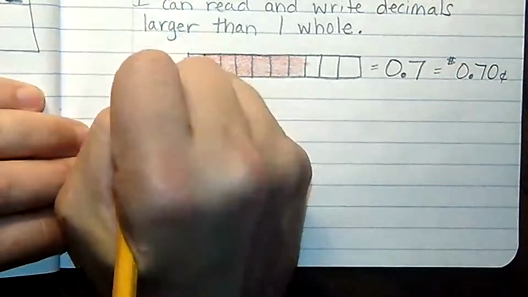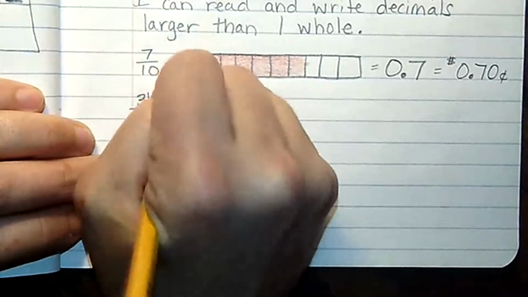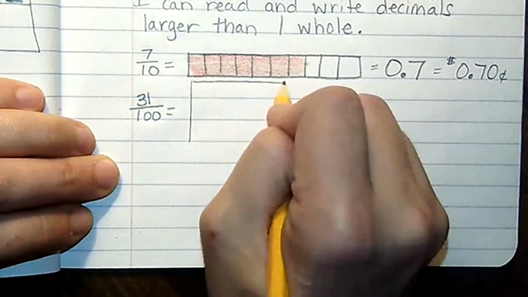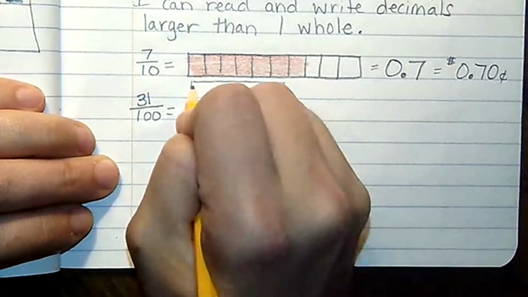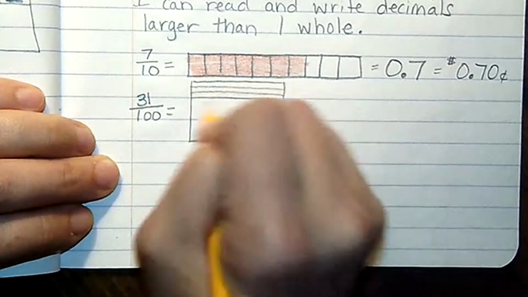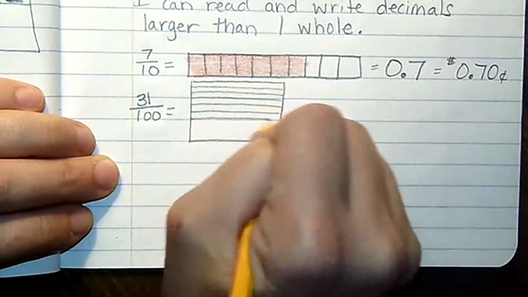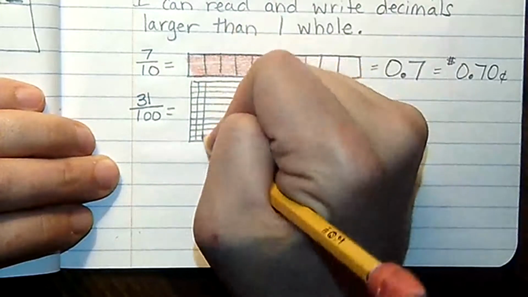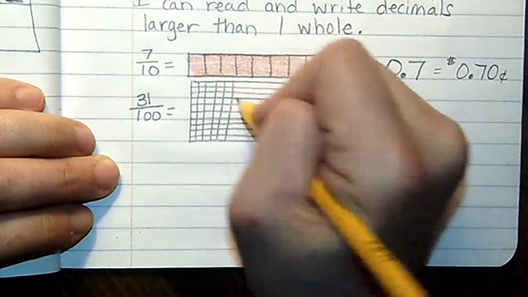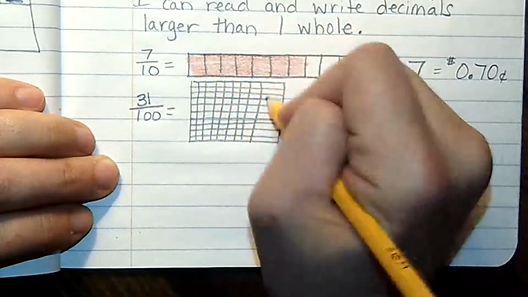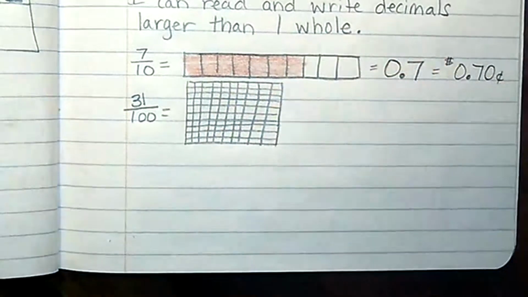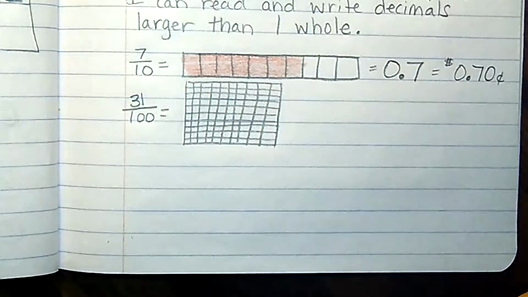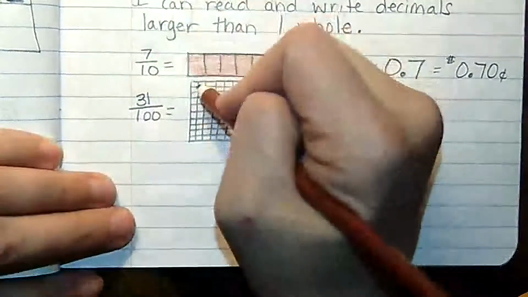Let's try another one. 31/100ths. Well, I could draw that larger shape that I've been using. I'm going to shrink it down slightly, but we'll get the idea. 9 lines one way, 9 lines the other way. And now I just need to color in 31 pieces.